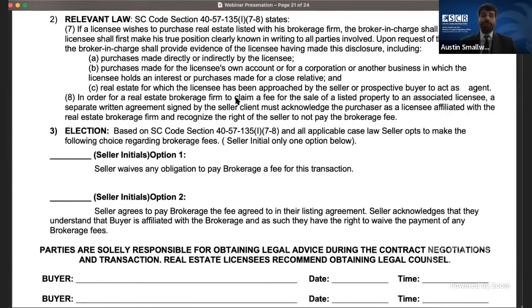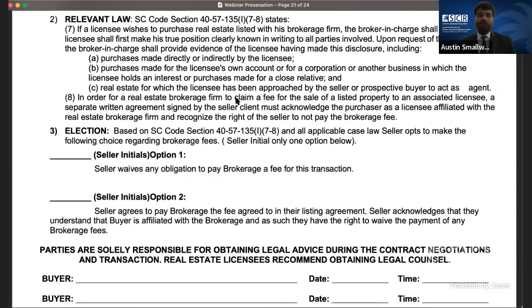And then 3 is where you have the election. So the seller has one of two choices. Option 1 is they just waive the obligation to pay the brokerage any fee for this transaction. So they're just not going to pay you because the statute says they don't have to. And option 2 says they understand they're going to pay the fee as agreed upon in their listing agreement. They acknowledge that they have the right not to, and that the buyer is affiliated with the brokerage.